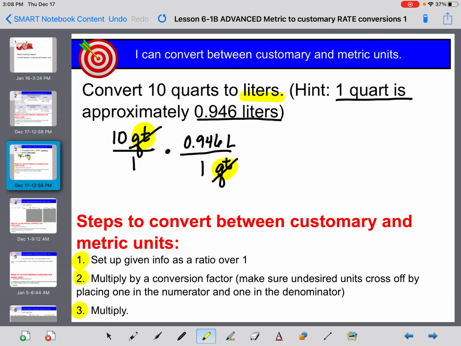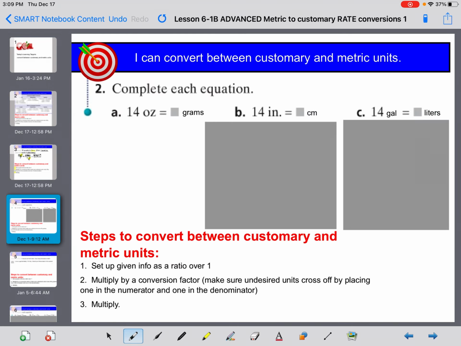Then I go ahead and use my calculator, but in this case you don't need to because we're multiplying by 10, and so that just moves the decimal point. 9.46, and the only label left is liters. Now, I could write over 1 because 1 times 1 in the denominator, but that would be the same thing.